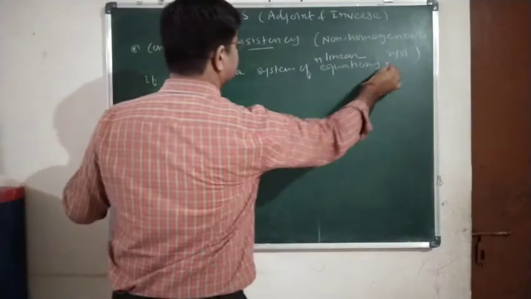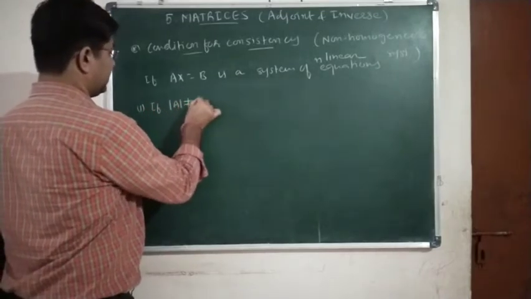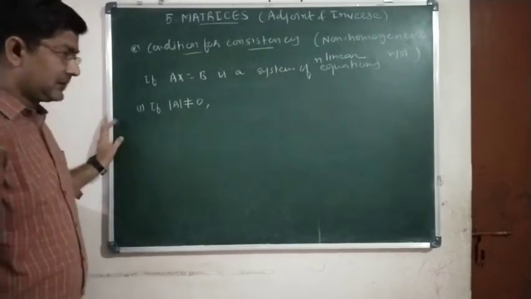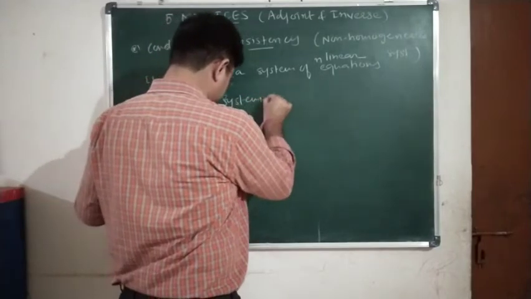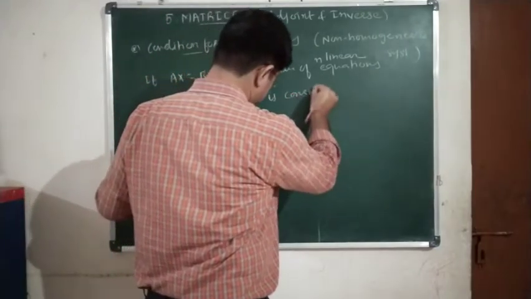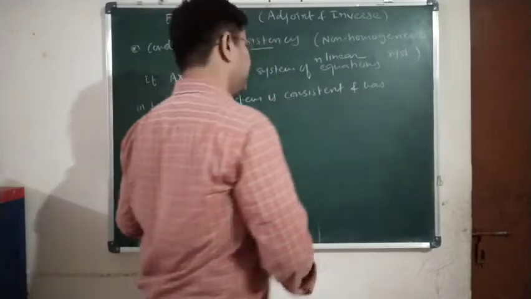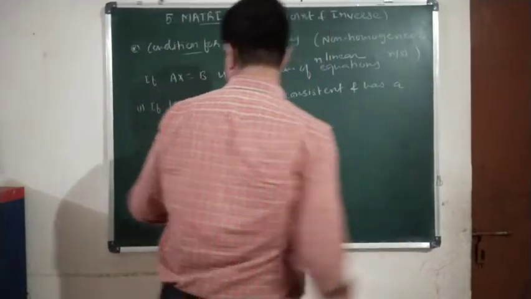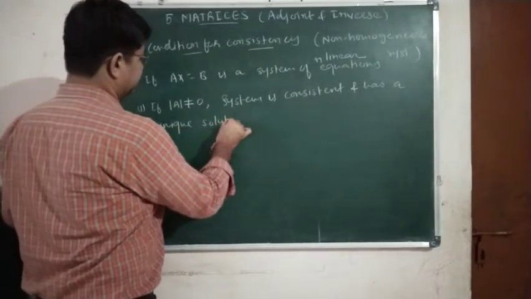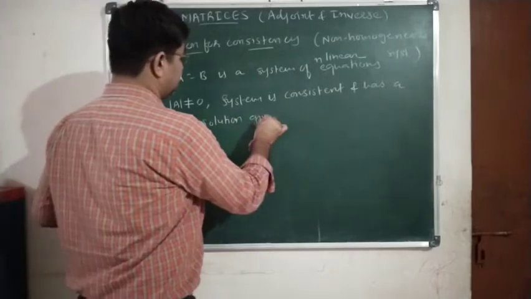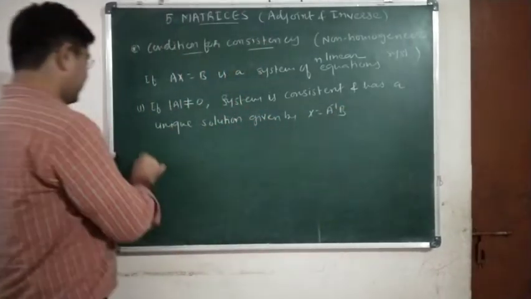Then number 1, if determinant of A is not equal to 0, that is, if the matrix is non-singular, then the system is consistent and has a unique solution given by x = A inverse B.